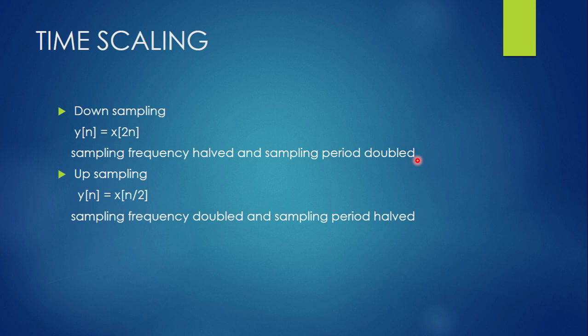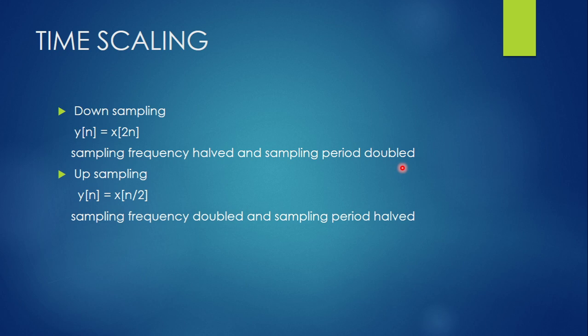You have the 10 samples. Now what you will do is, you take the first sample, then the third sample, then the fifth sample, then the seventh sample and so on. So in the case of down sampling, your frequency will be halved and your sampling period will be doubled. Sampling period doubled means we are taking the samples at longer time intervals.